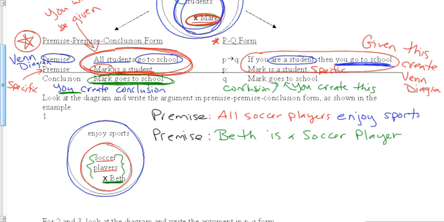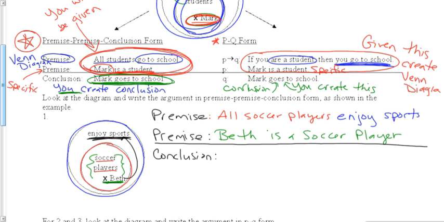So at this point, what do I have to know about Beth? Well, if Beth is inside the soccer players circle, that means Beth is inside the enjoy sports circle. So my conclusion is that, I'm going to say it, I'm not going to write this. Once I know that Beth is a soccer player, I know that Beth enjoys sports. So my conclusion is that Beth enjoys sports. If you need a minute to write that down, go ahead and pause the video now.